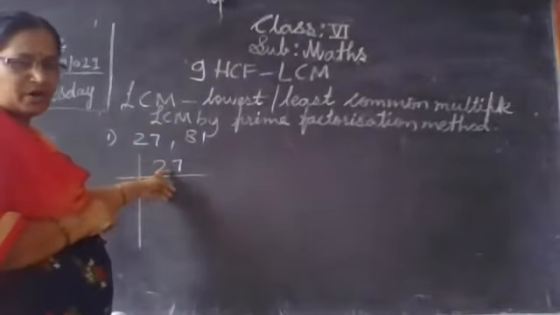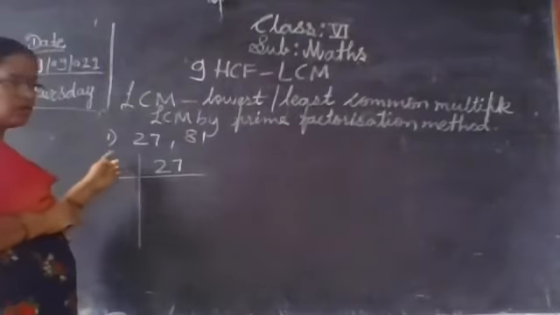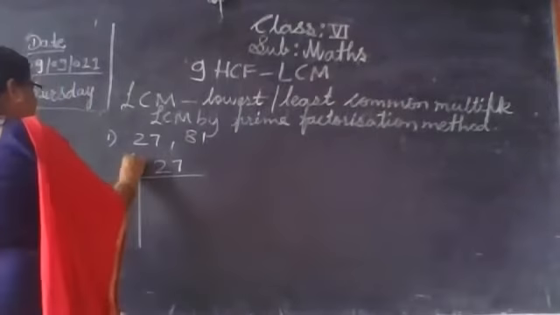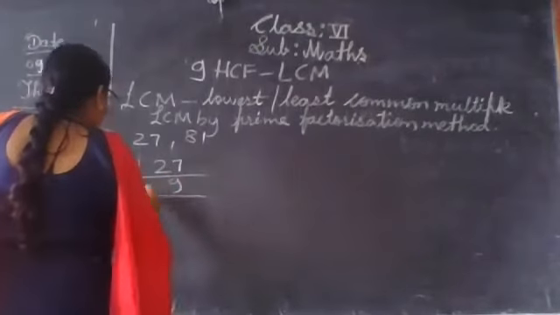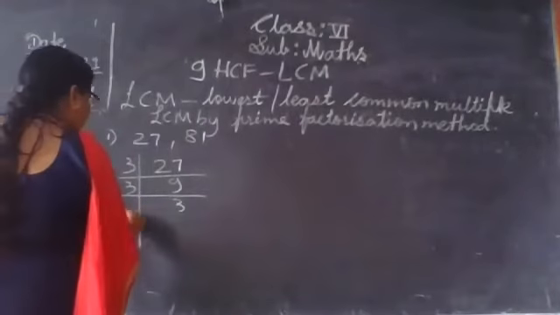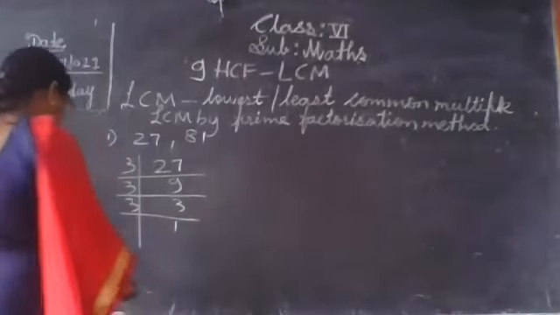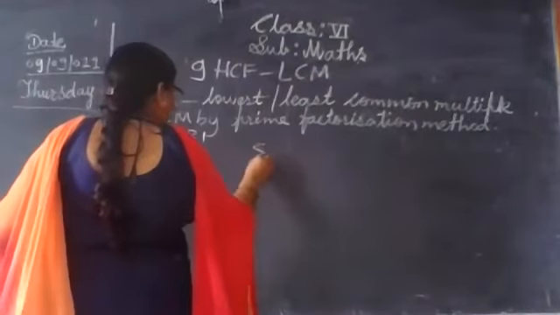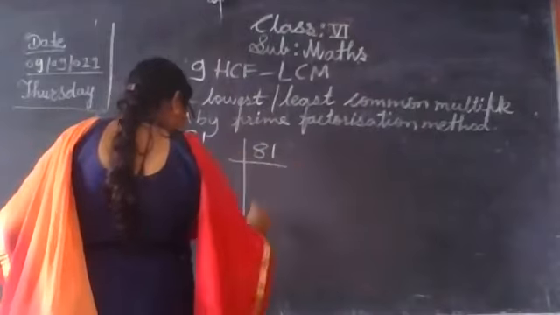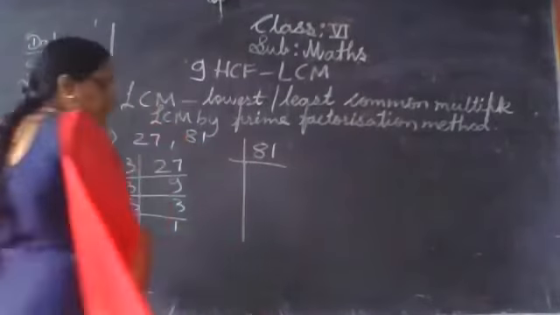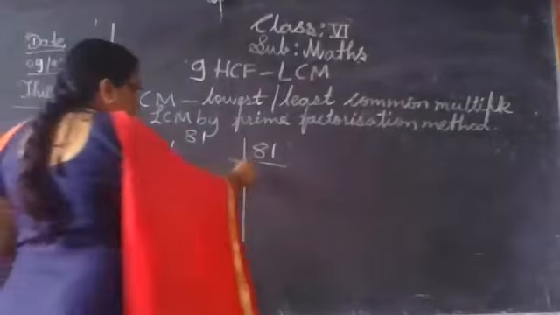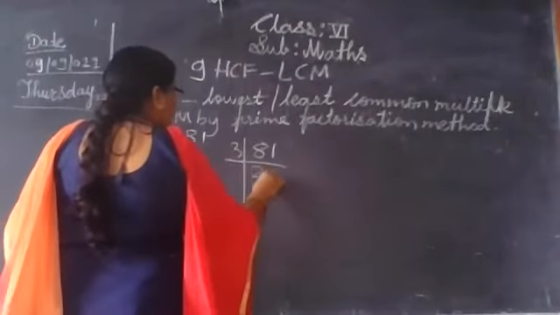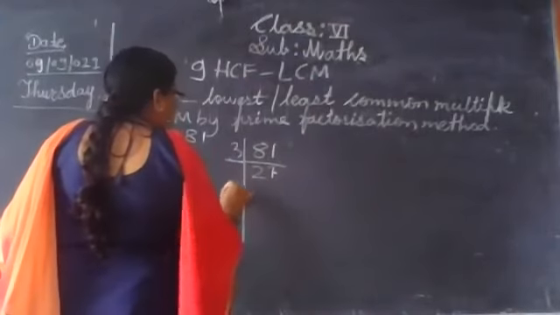It is an odd number, so we cannot divide it by 2. So what is the next prime? 3. 3 nines are 27. 3 threes are 9, and 3 nines are 81. See, 81 is also an odd number. 8 plus 1 is 9. That means what? It is divisible by 3.